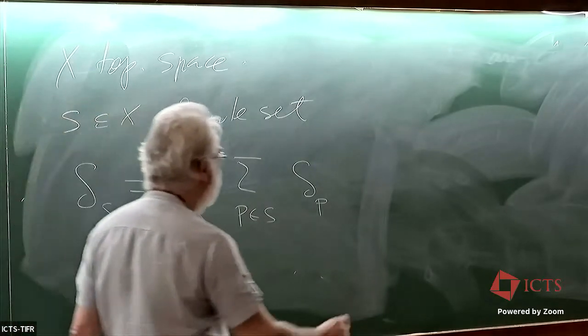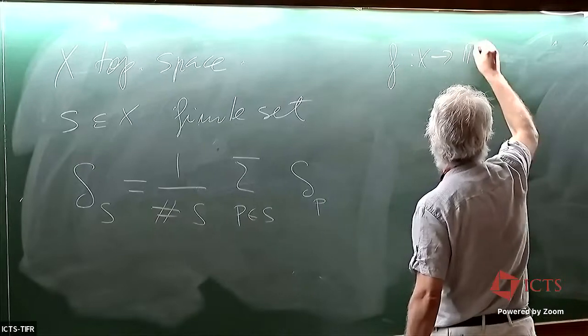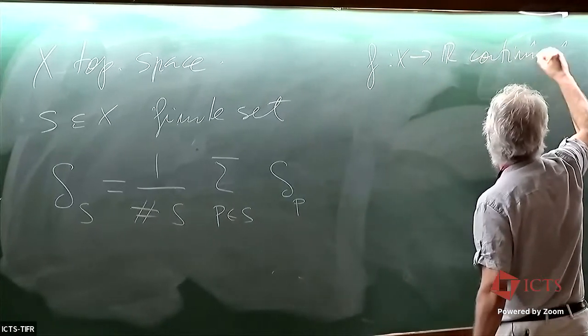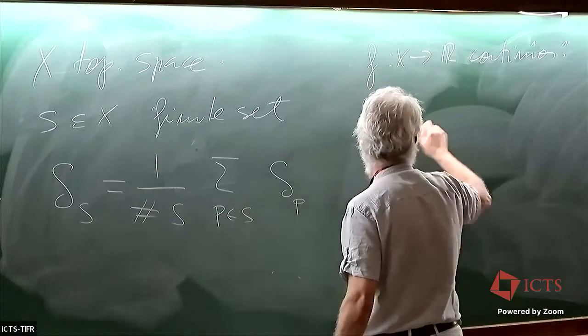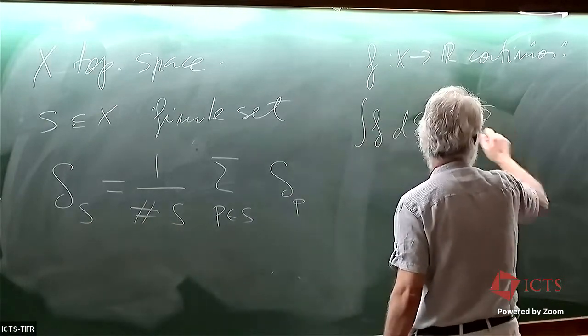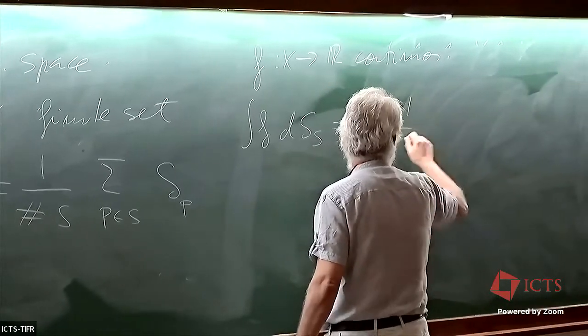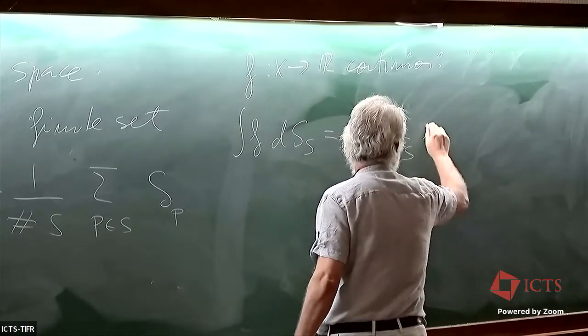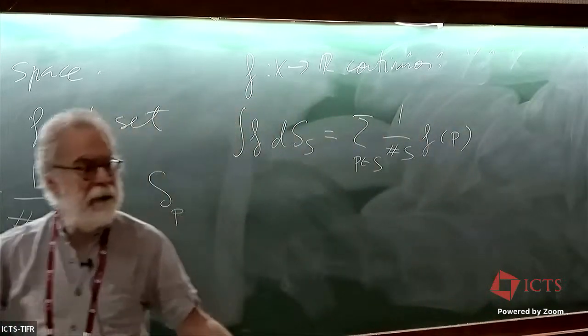This means that if f from X to R is continuous, then the integral of f with respect to this measure will be just the sum over P inside S of 1 over the size of S times the value of the function at the point P. So I have converted a finite set into a measure.